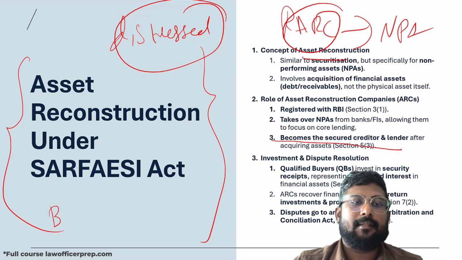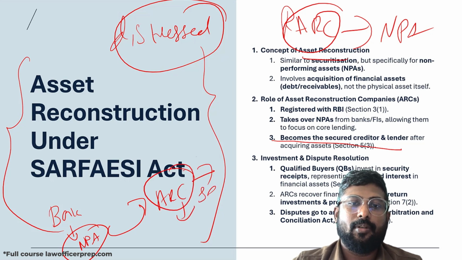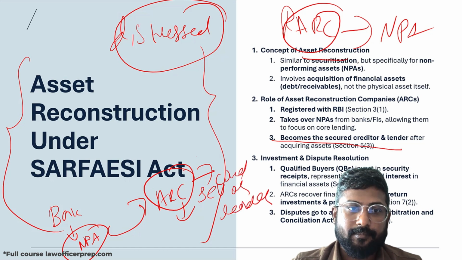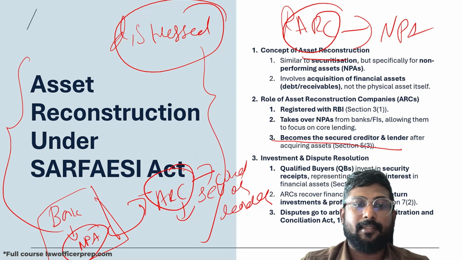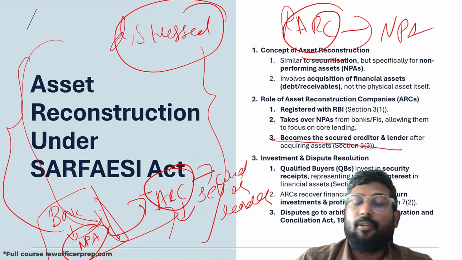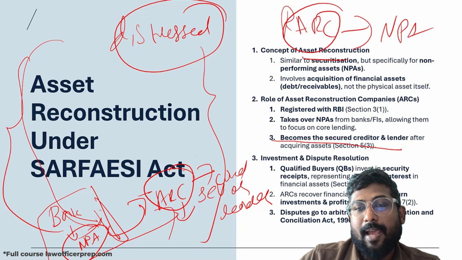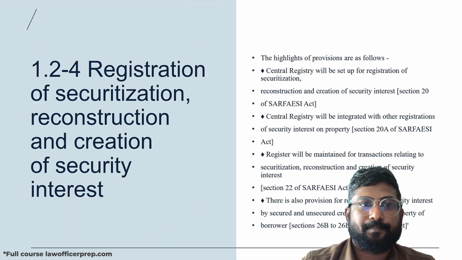That is, the bank turns an account into an NPA, then they sell the assets to the ARC. Once it is sold to the ARC, the ARC will become the secured creditor or lender. Of course, once this has happened, the role of the bank is over. I have seen in many cases, once a bank sells the property to the ARC, the borrower keeps on talking to the bank. Look, there is no use after the bank has sold your property to the ARCs. So that is one thing that you must remember.